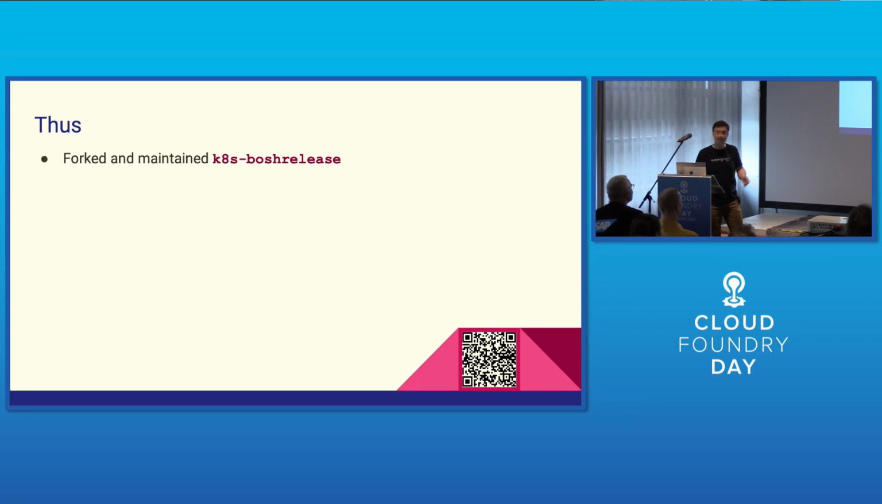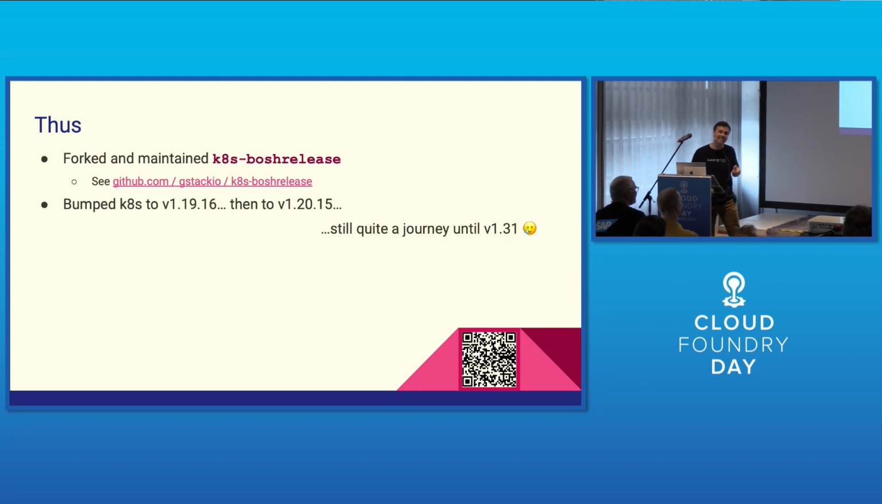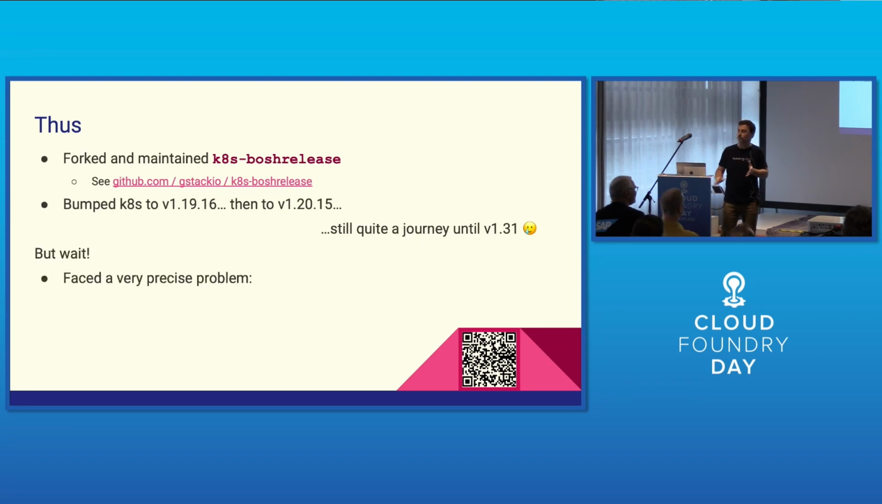So I've just forked Kate's Bosh release and started upgrading it. You can see the result on the Gstack IO collective GitHub account. I've bumped it to the latest 1.19, and I've bumped it to the latest 1.20. There is still quite a journey until 1.31, the latest one. But doing that, I faced a very precise problem.